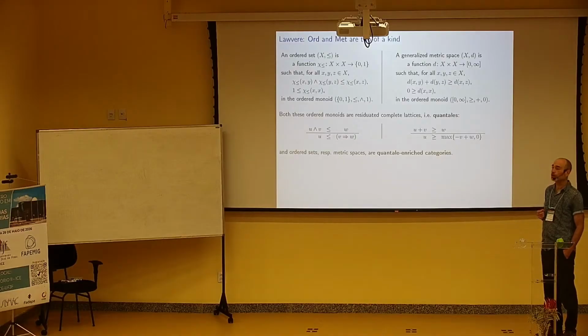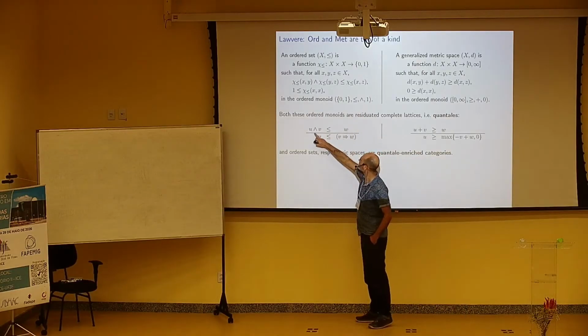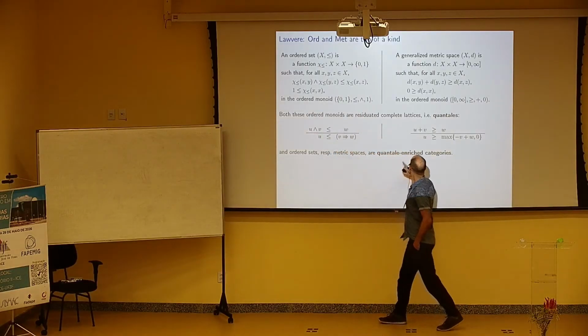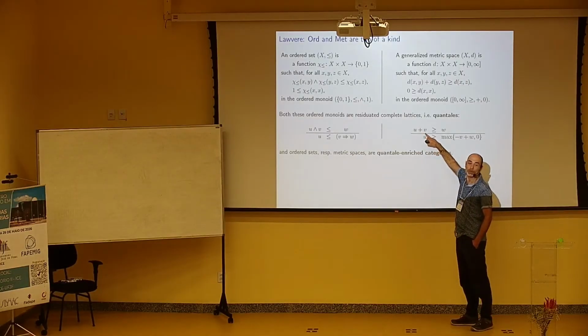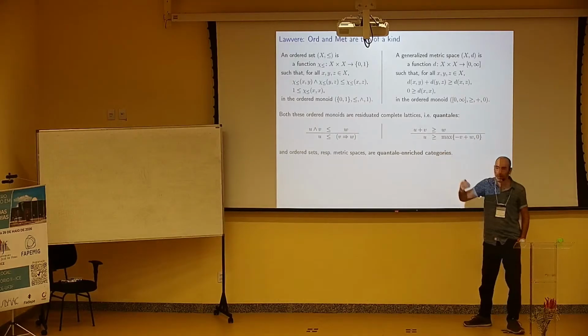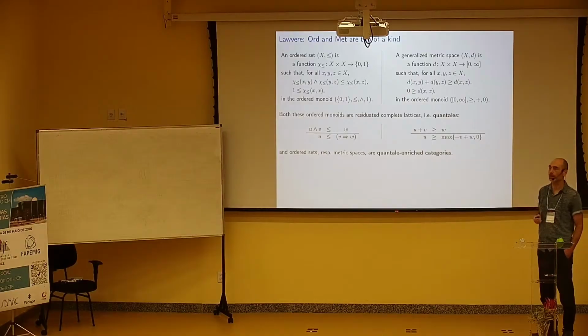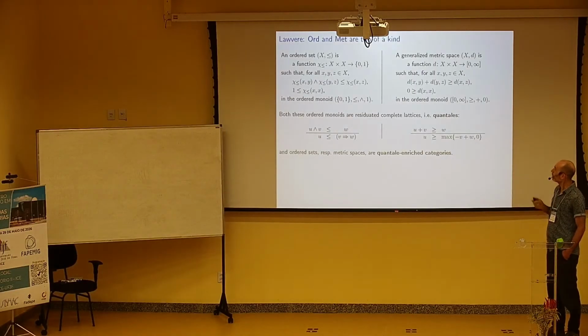You can compute sups and infs in [0, 1]. You can compute sups and infs in [0, infinity]. And they are residuated. So the multiplication of this monoid has a right adjoint, and so does the plus, which is the multiplication, if you want, in this ordered monoid. So complete lattices, which are monoids, which are residuated, these are precisely quantales, as we have seen a couple of times now. And what Lawvere showed is that both ordered sets and generalized metric spaces are quantale-enriched categories.